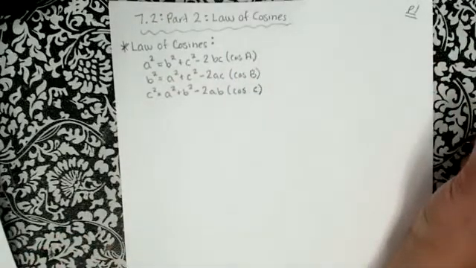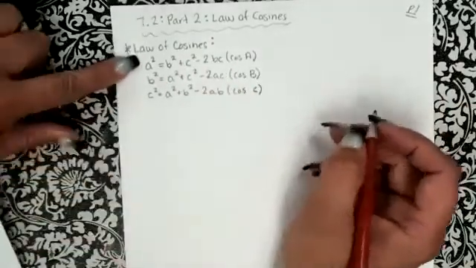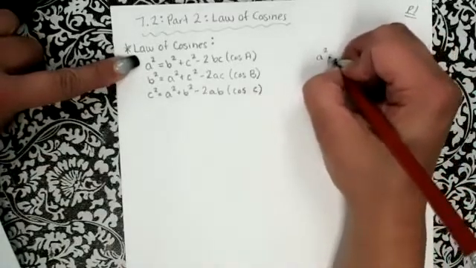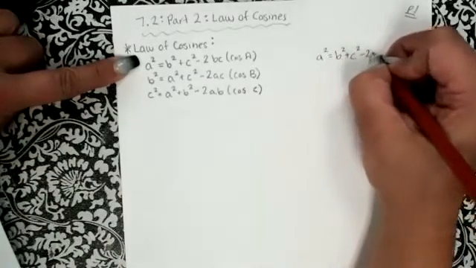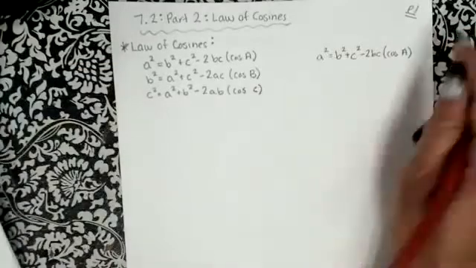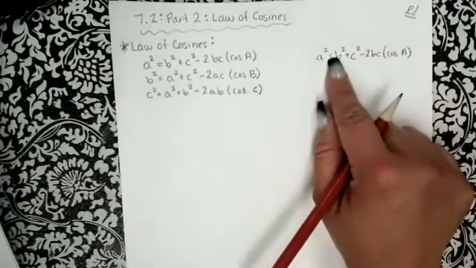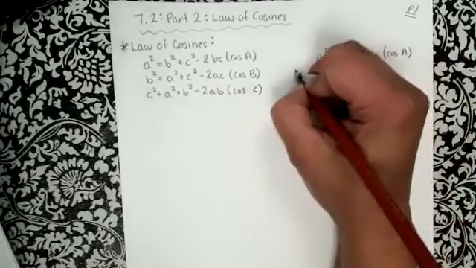Now, if they ask you for an angle, meaning they only gave you the sides, there's another set of 3 equations, and they're derived from here. So I'm just going to take the top one just to show you where it's coming from. So if I take the top one, A squared equals B squared plus C squared minus 2BC cosine A. If I'm trying to solve for cosine A, you cannot move the 2BC yet. I'm going to move the B square and the C square. So I'm going to subtract those from both sides.